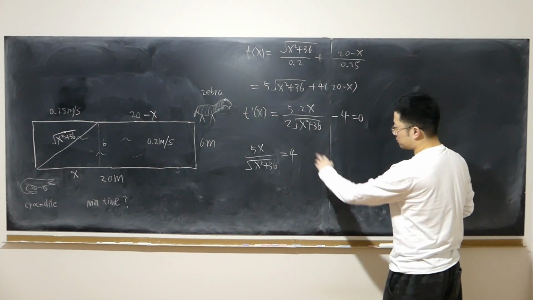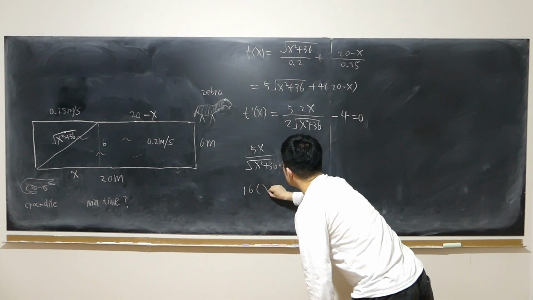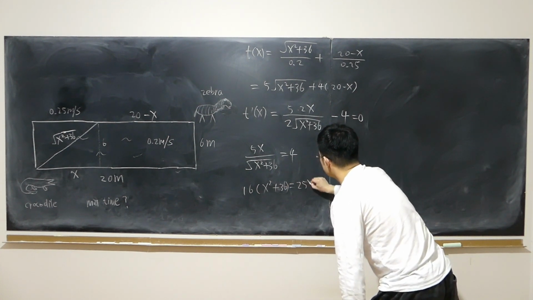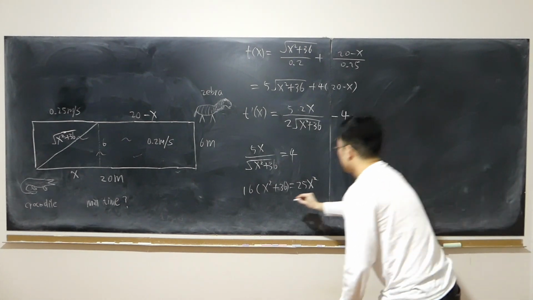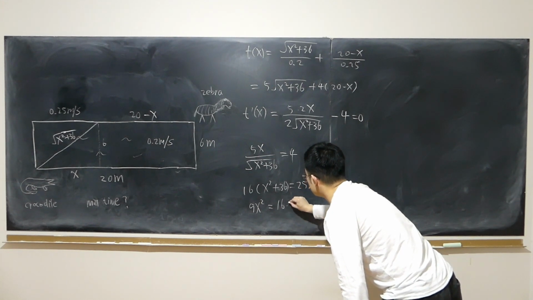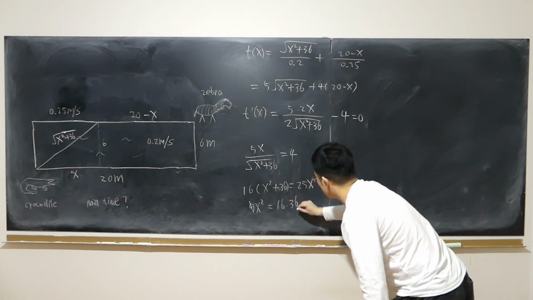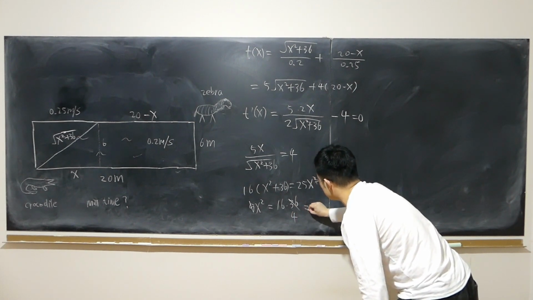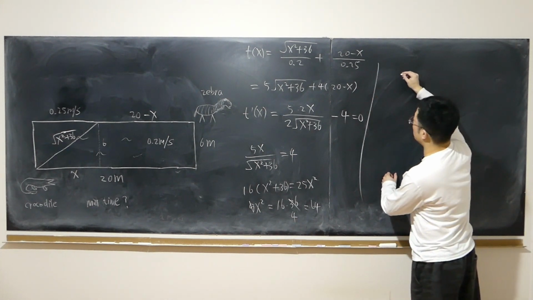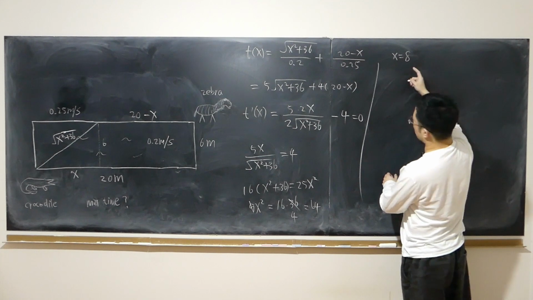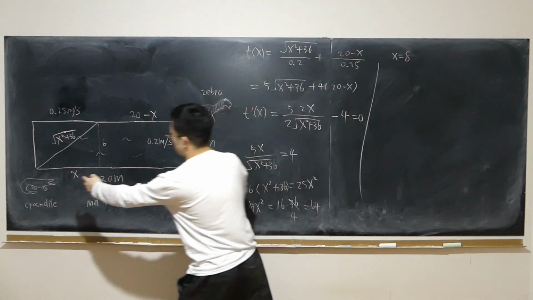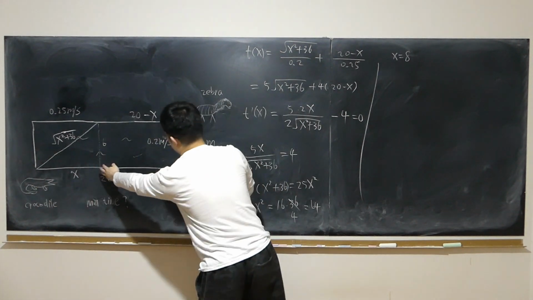Then we say 16 times x squared plus 36 is equal to 25x squared. Rearranging everything, 9x squared is equal to 16 times 36. So 9 is gone, here I have 4, so that is just 64. So x in this case has to be 8. Of course, it has to be positive. 8 meters, from here to here. The remaining is just 12 meters.